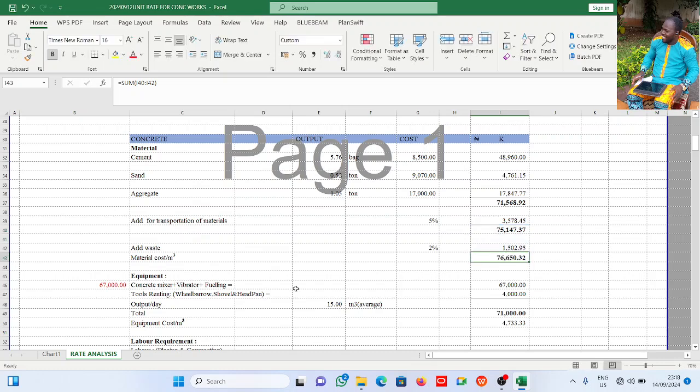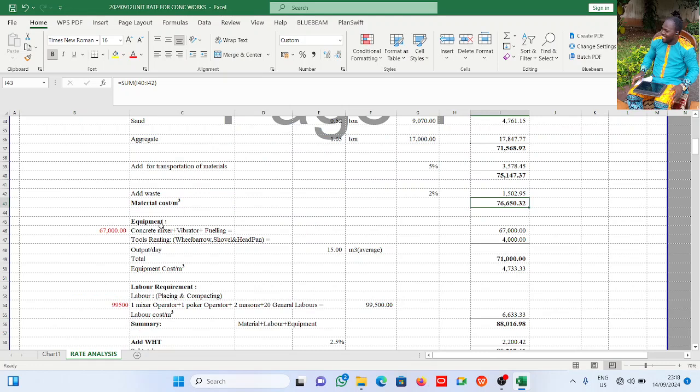All right, so we have that. So this is the cost for material. Now let's go to equipment, because we're going to use a concrete mixer to do the mixing. We have the concrete mixer, and of course the vibrator that will be used to vibrate the concrete so that there will be no honeycombs.